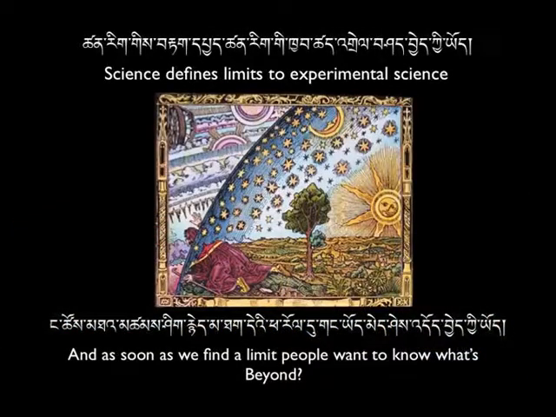This is a woodcut from 1888, and it shows the view of the universe from medieval times, that the stars were actually holes in an opaque black wall, and the holes let the light of heaven come through. But the scientist who actually made this woodcut is showing a pilgrim looking through the wall to find out what's on the other side. And that's what scientists are born to do, is to find the limits of science and look at what's on the other side.